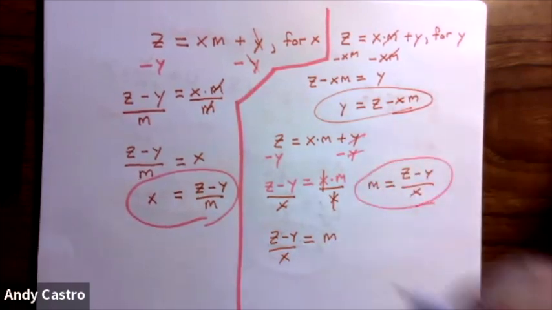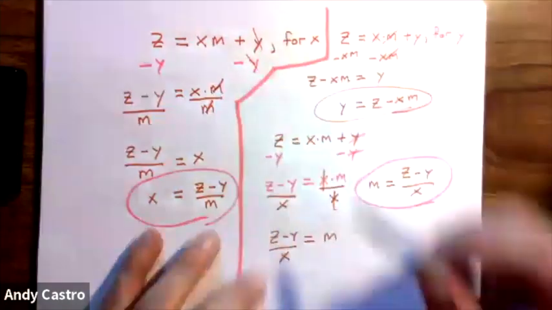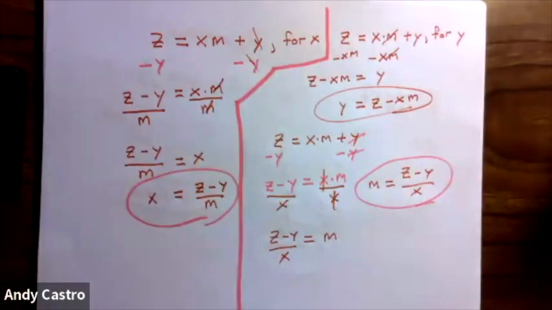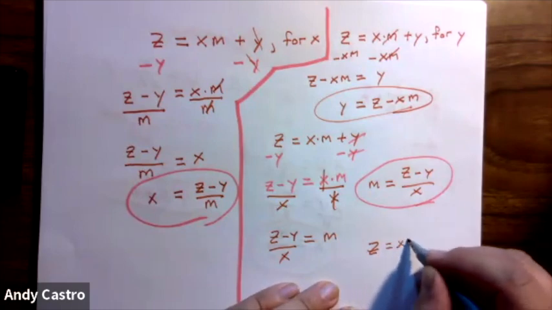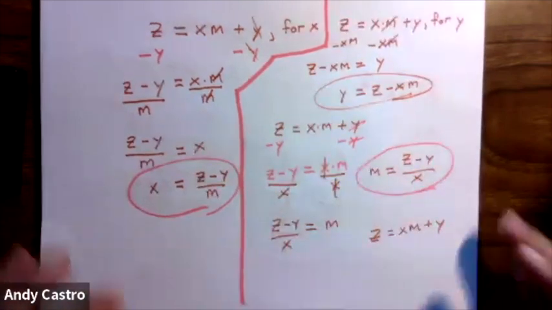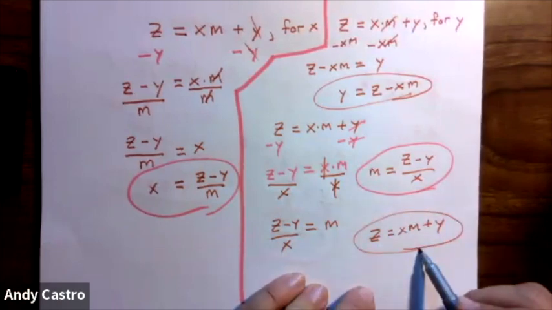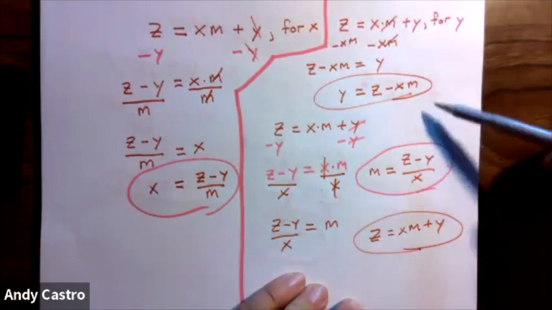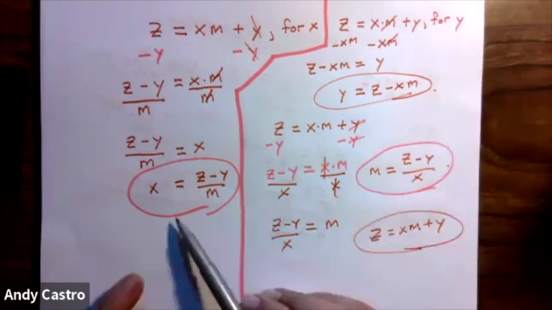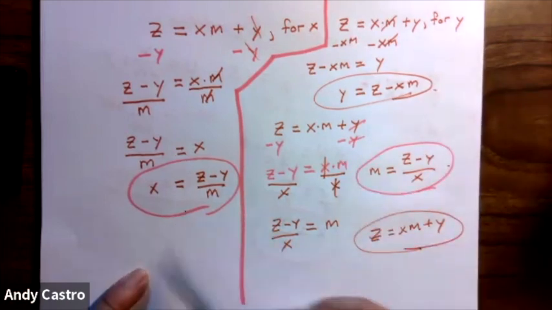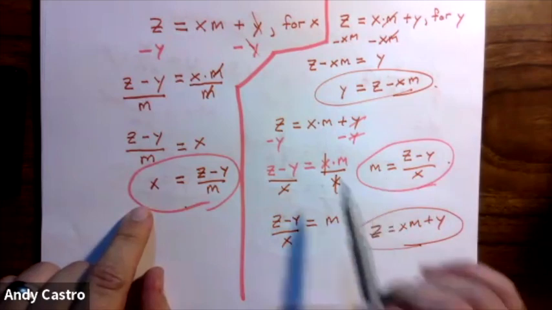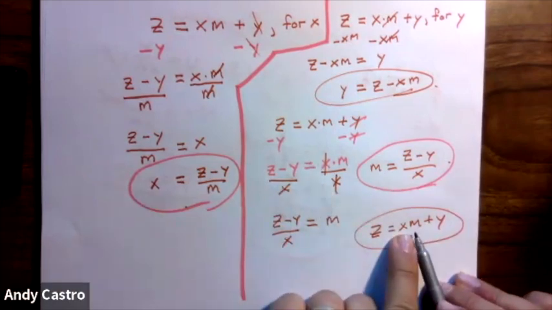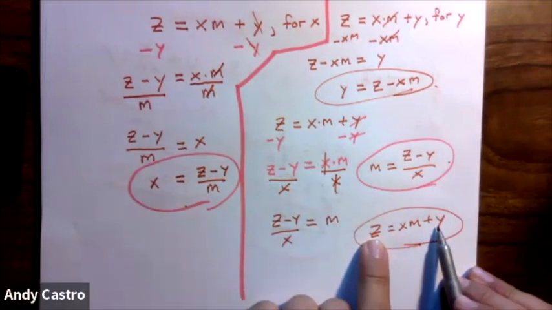So I can take the same equation we initially started with. z, this is the initial equation, is equal to xm plus y. This is solved for z. This is solved for m. This is solved for y. This is solved for x. There are similarities among them. M and x look really similar, and that's because you're multiplying x and m, and then adding y to get z.